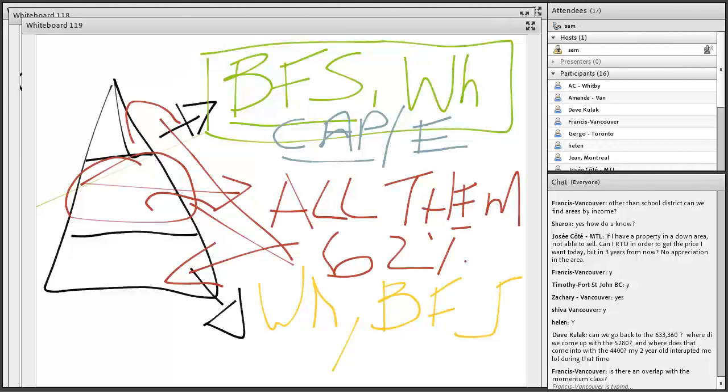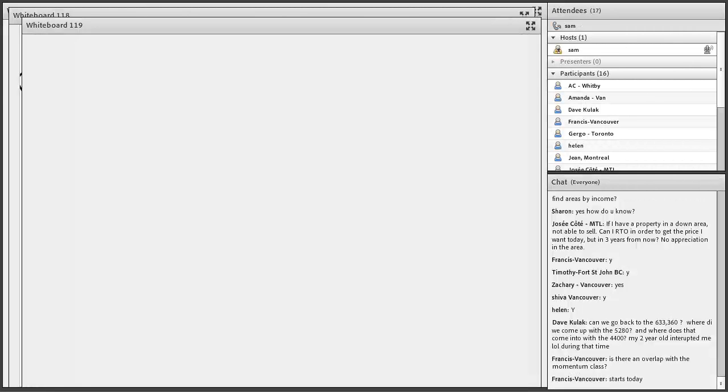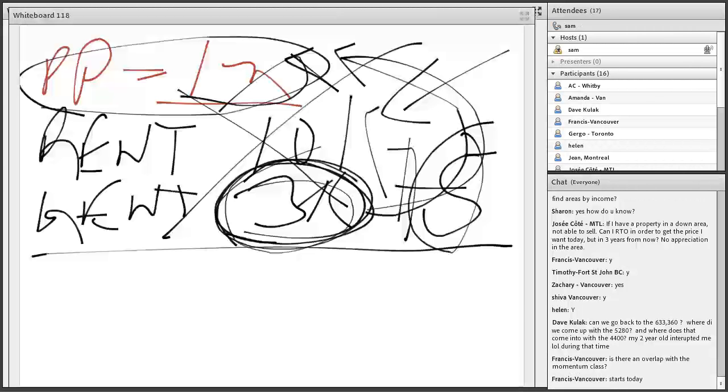My 2-year-old interrupted me. Okay. Well, congratulations on your 2-year-old. That's worth the interruption. Is there an overlap with the momentum class? An overlap. What do you mean by that?